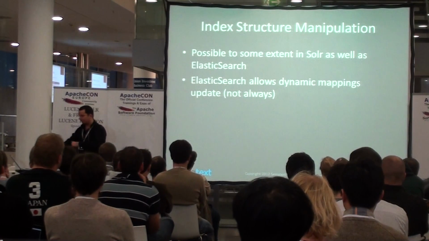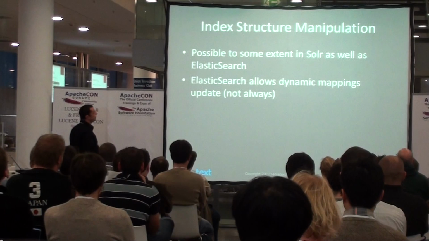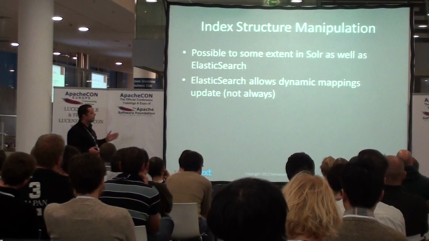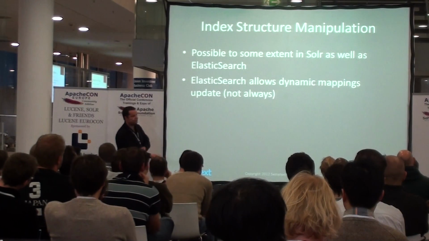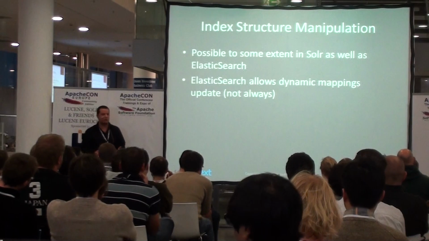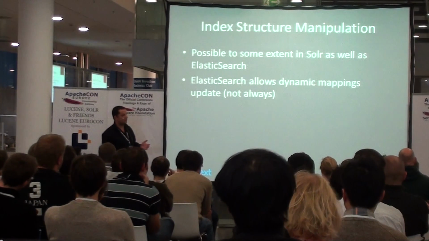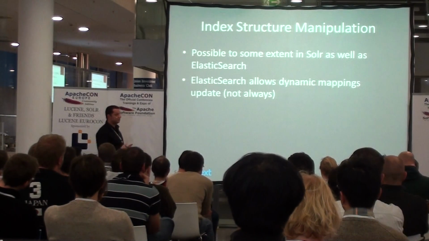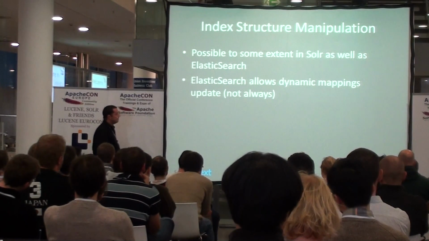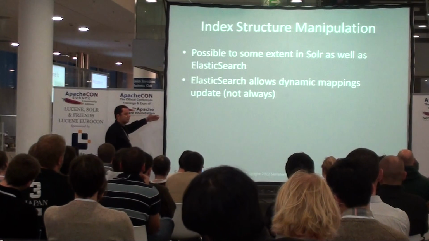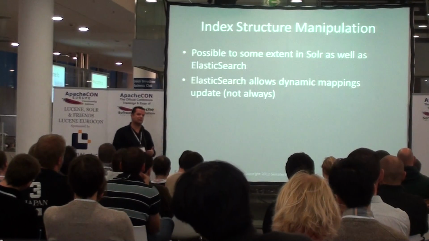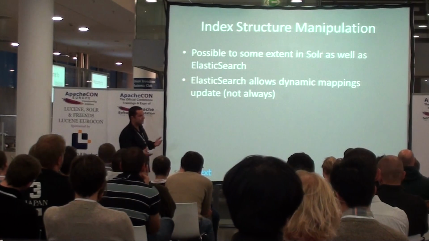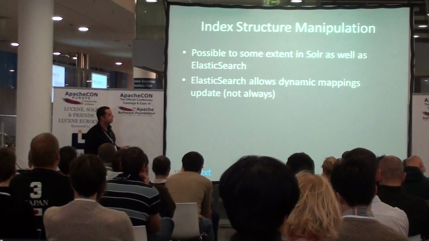Both Elasticsearch and Solr allow for some degree of index structure manipulation. In both cases, it's possible to some extent. You can, for example, add a new field to the index, it's not a problem. You can't change integer to string, or change numeric types, because Lucene will blow up. That's usual. But in Elasticsearch, you can change a single field to a multi-field, and after you reindex your documents, you will have two, three, or many fields. That's similar to Solr, where you add the copy field and reindex documents, and you get exactly the same behavior.